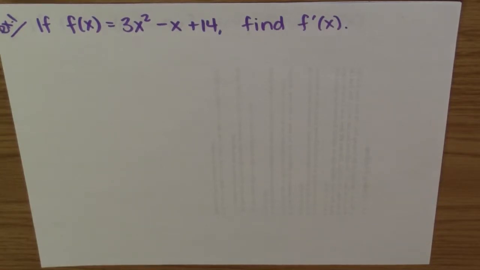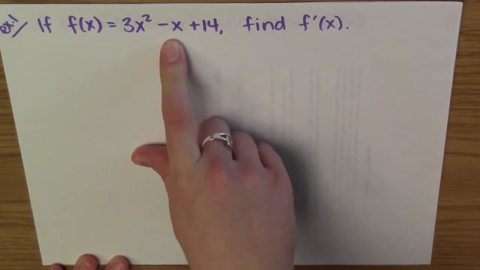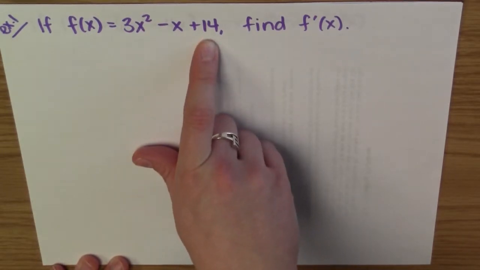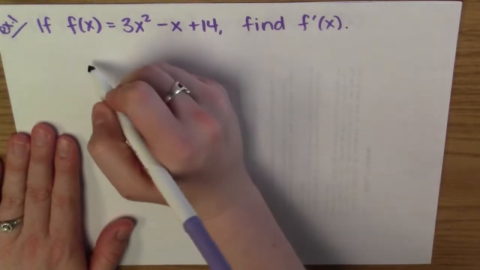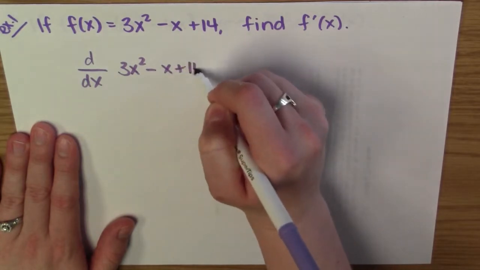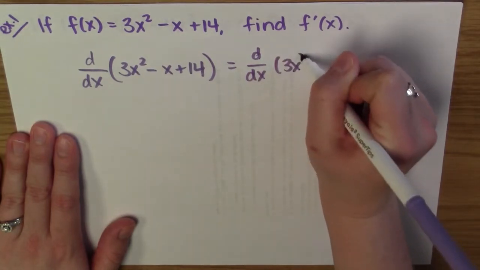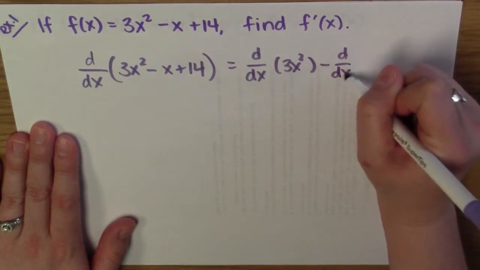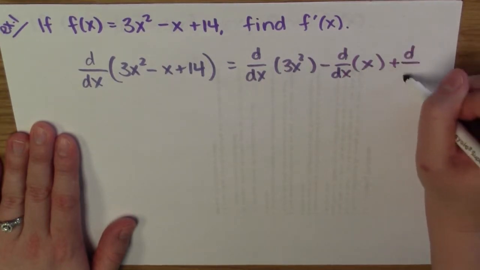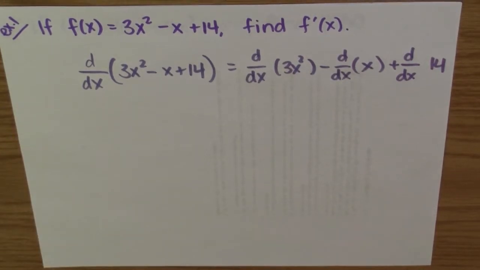And we also know that if I have a whole bunch of functions added together, I can take the derivative of each one of them individually. So I can take the derivative of 3x squared and add that to the derivative of minus x and add that to the derivative of 14. That's exactly what I want to do. So the derivative of this function, 3x squared minus x plus 14, is equal to the derivative of 3x squared minus the derivative of x plus the derivative of 14. That's what we just said that the sum rule gives us.